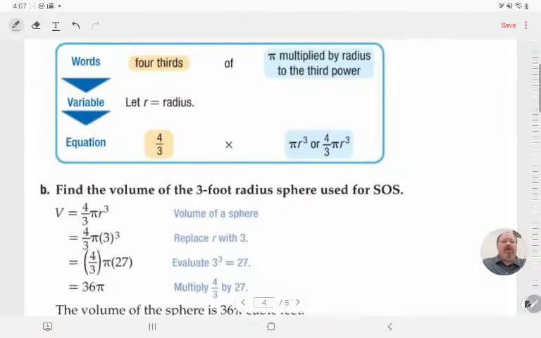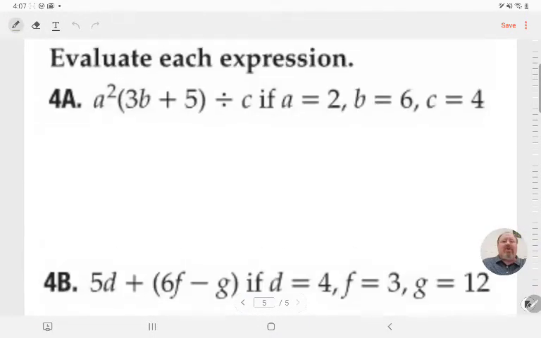Okay? All right, again, this is where you would pause the video. So pause the video now. Try 4A, 4B, and 5 and see what you get, and then come back and check and see how you did. Okay? All right.